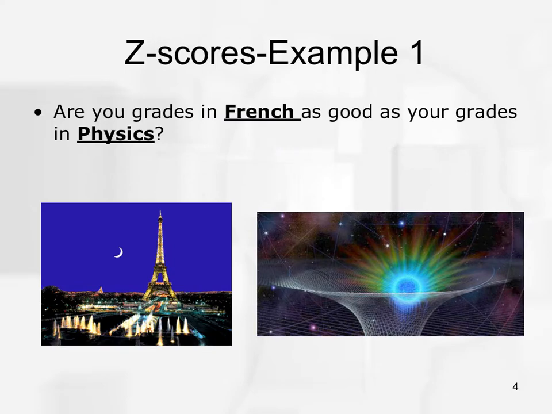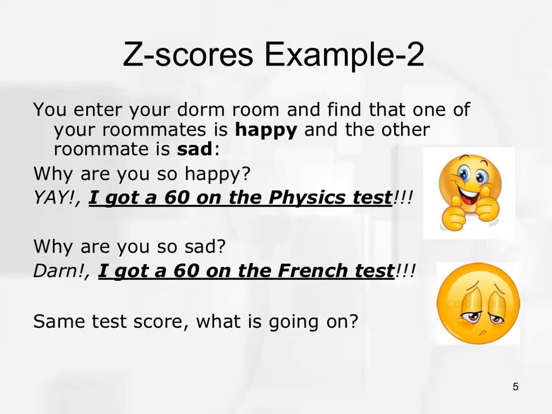So for most of us, when we compare our grades in French and physics, for many folks it's the case that language is much easier than mathematics. So for many people, in French they would get better grades than in physics. Let's say one day you came home and you entered your dorm room and you found that one of your roommates was very happy. They said, wow, I got a 60 on a physics test. And then the other roommate was sad because they got a 60 on the French test.